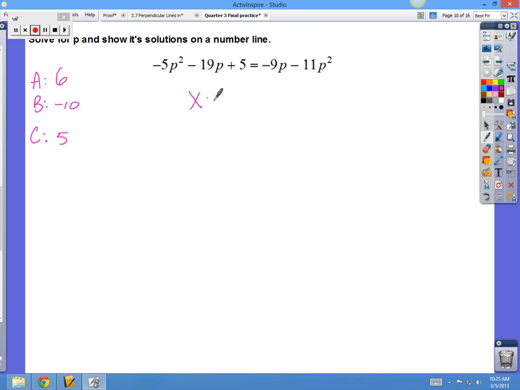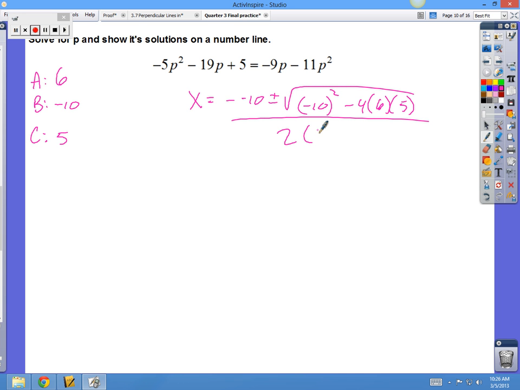X equals negative b plus or minus the square root of b squared. But if you don't put that in parentheses and you're using the calculator, your calculator will give you an error and you will be messed up from here on out. So make sure that's in parentheses. B squared minus 4 times A times C all over 2A. There we go. Okay, now clean it up. See if you can simplify underneath the radical.